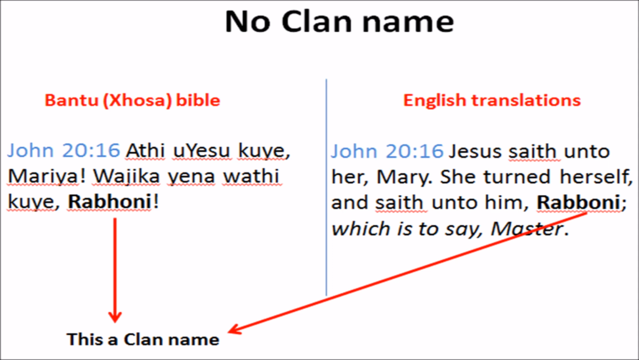Now, because they're trying hard to convince us that that's what he said, they have to translate it there, which is to say master. They don't even have to include that other small little line there at the bottom trying to justify what Raboni means. Raboni is a clan name, okay? I know clan people called Okaboni, or Tolo, I think. So that was a clan name, okay?